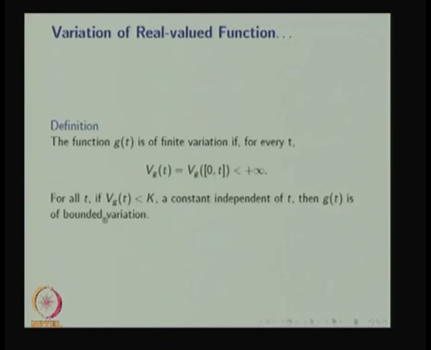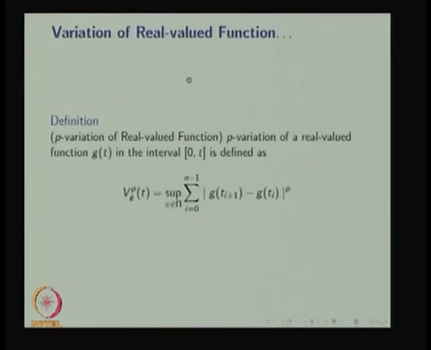For all t, if V_g(t) is bounded by a constant k, which is independent of t, then we say the function g(t) is of bounded variation. This is for the first order variation for any real valued function g. Alternatively, a function g is said to have bounded variation on a closed interval if its total variation is finite.